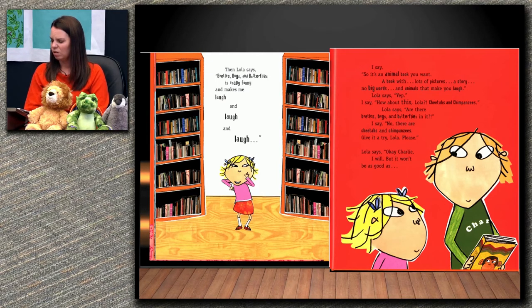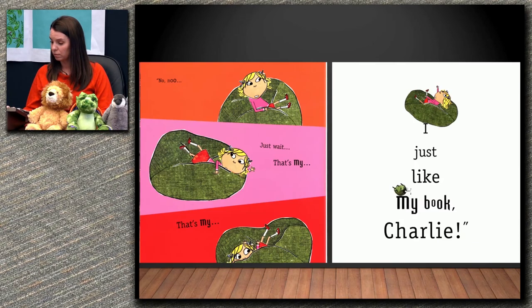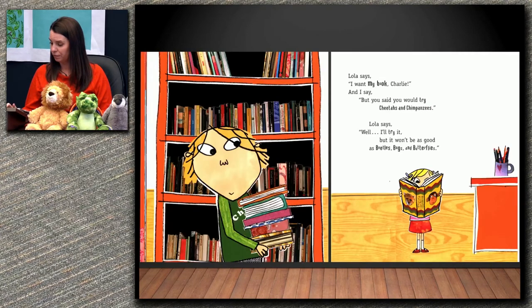Lola says, okay, Charlie, I will, but it won't be as good as beetles, bugs, and butterflies! Oh no, Charlie, look! That girl's got my book! I don't think she knows it's my book! No, no, just wait, that's just like my book, Charlie! Lola says, I want my book, Charlie!